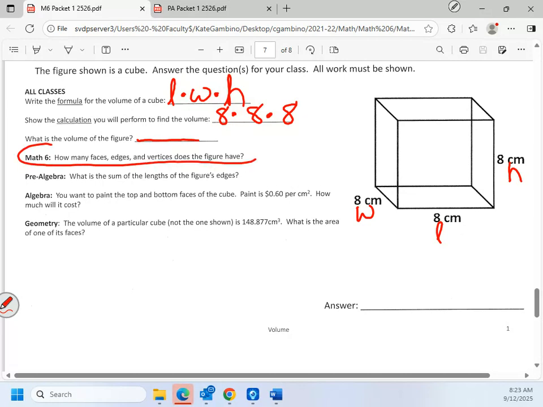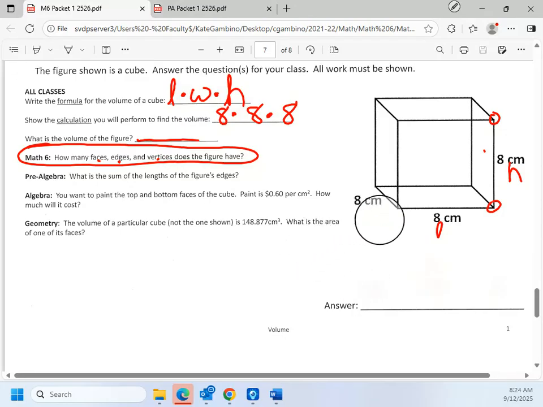Then we have to answer the Math 6 questions. How many faces, edges, and vertices does this figure have? So your answer, you're going to tell me number of faces, number of edges, and number of vertices. Your face is the side, so it's the actual sides. How many sides are there? Edges are the lines. Vertices are the corners. Okay, so you're going to write the number. How many faces, how many edges, and how many vertices?